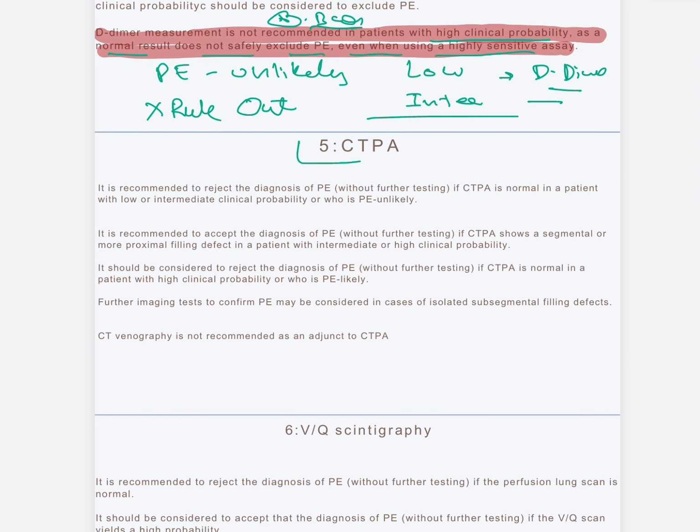CTPA. It is recommended to reject the diagnosis of pulmonary embolism without further testing if CTPA is normal.